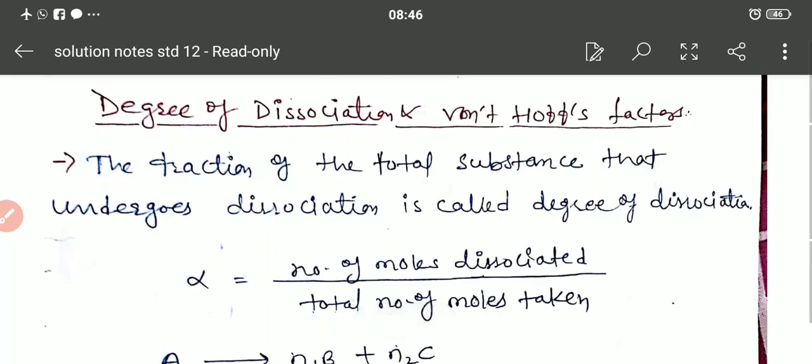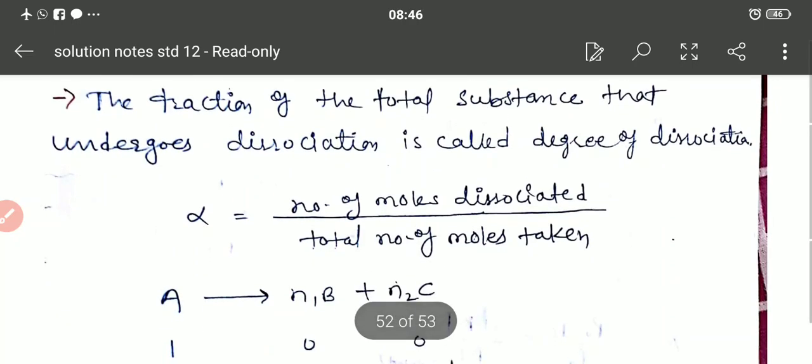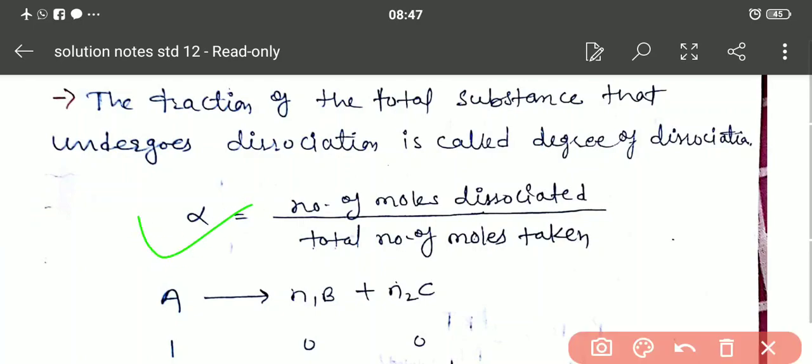The fraction of the total substance that undergoes dissociation is called the degree of dissociation. So, what is degree of dissociation? It is the part of the total substance that gets dissociated. Means if we have a solution, 100% of the molecules cannot dissociate or associate. So, the degree of dissociation gives us an idea of how many molecules get associated or dissociated. Here, alpha is equal to number of moles dissociated upon total number of moles taken.